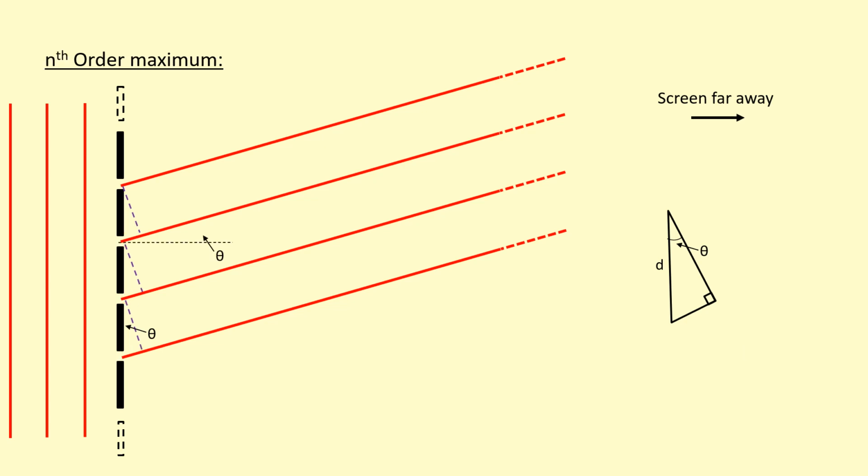Okay, so to derive the equation for the nth order, we can just use d sin theta, which is the path difference between adjacent slits, equal to n lambda, a whole integer multiple of the wavelength for the nth order.